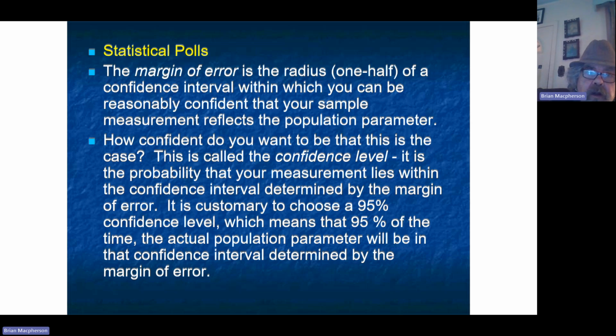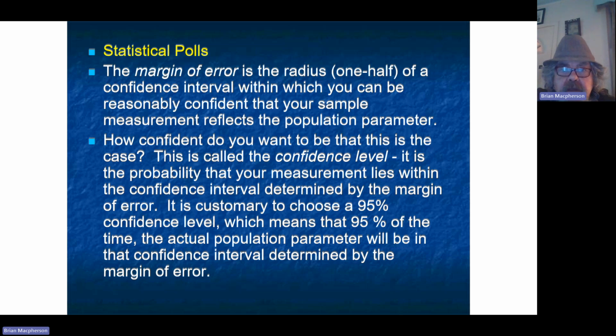The margin of error of a confidence interval is the radius of a confidence interval within which you can be reasonably confident that your sample measurements reflect a population parameter. So let me just give you a simple distinction here. A population involves all the individuals you're interested in. So let's say I want to do a survey of Canadian voters. Then I'm interested in all 35 million Canadians, right?